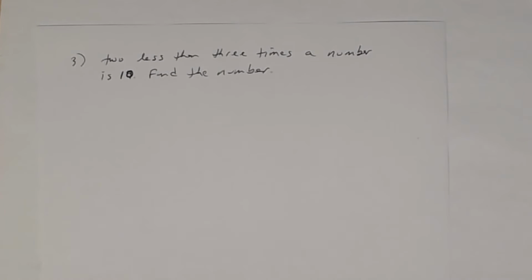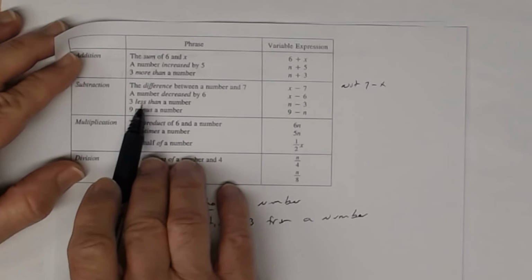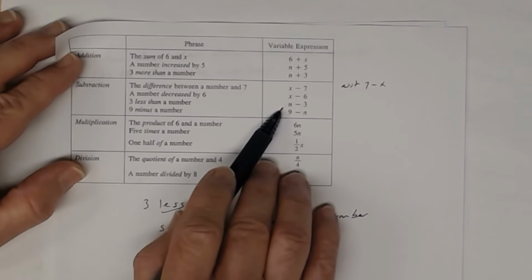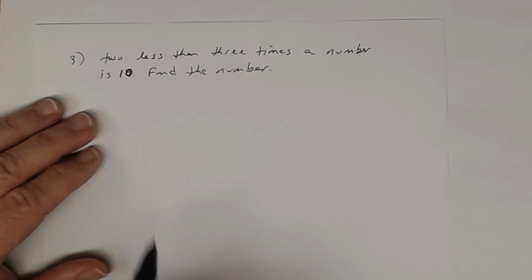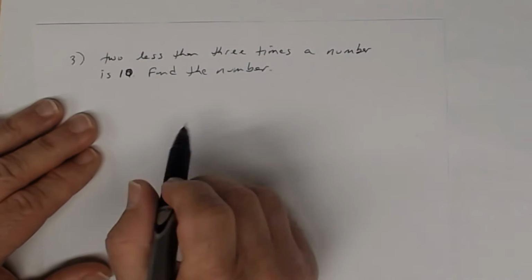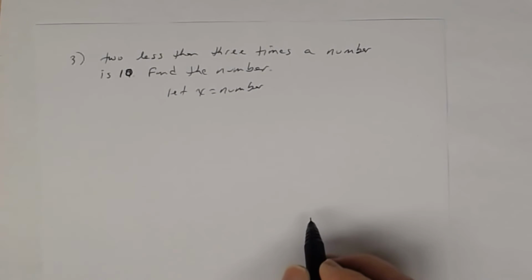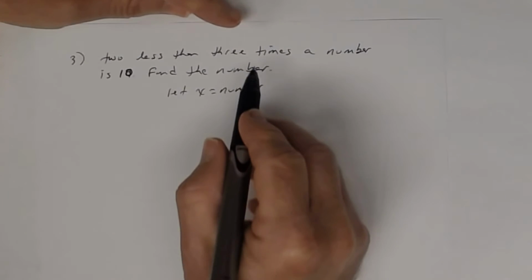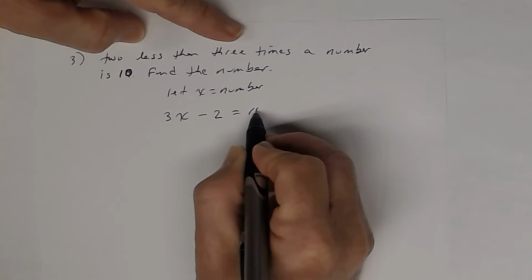So 2 less than 3 times a number is 10. And you want to find the number. So remember, less than is going to be subtraction, but remember the order matters, so you got to be careful. When you see 3 less than a number, you got to put that number first and then subtract 3. That order matters. So 2 less than 3 times a number, we're going to let x equal the number. You got to indicate what your unknown is, so x will be that number. So you're going to say 3x minus 2 is equal to 10.